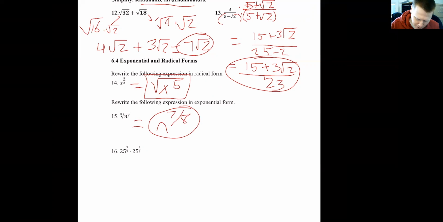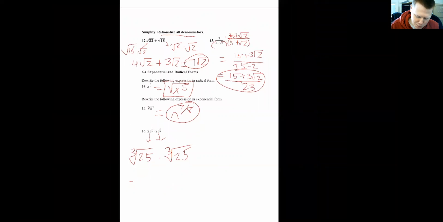Question 16. I know this one's kind of silly because you could simplify it since it's in exponential form, but on the one on your quiz, you're not going to be able to just add the powers. So just entertain me. On your quiz, you're going to get a question where I want you to change it into radical form, and then see if you can simplify it from there.